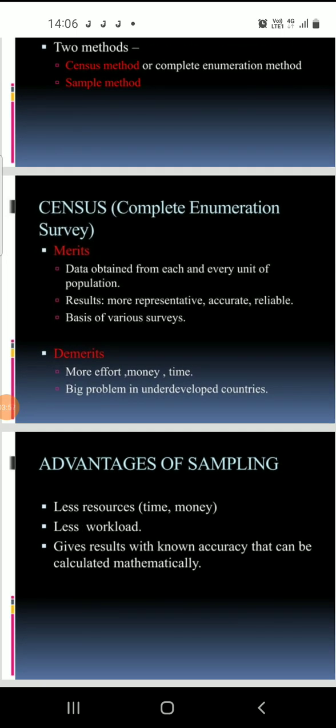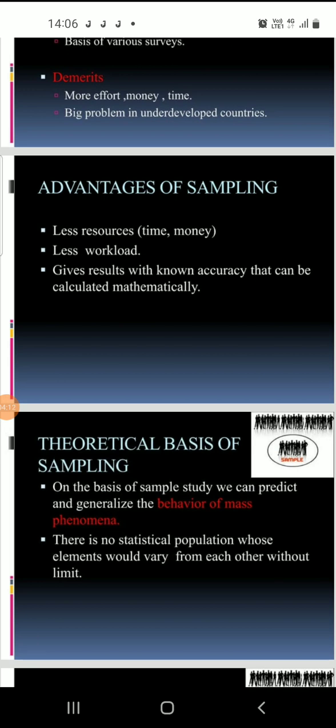Now we have to consider the advantages of sampling. We require fewer resources, that is time as well as money, and less workload. It gives results with known accuracy that can be calculated mathematically. So the theoretical basis of sampling is that, on the basis of a sample study, we can predict and generalize the behavior of mass phenomena. There is no statistical population whose elements would vary from each other without limit.